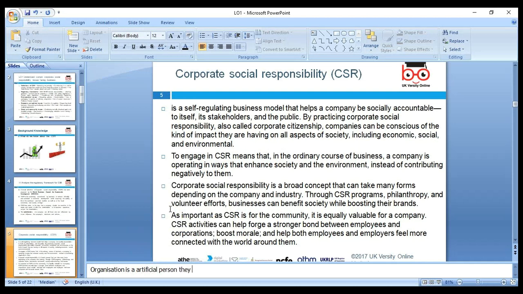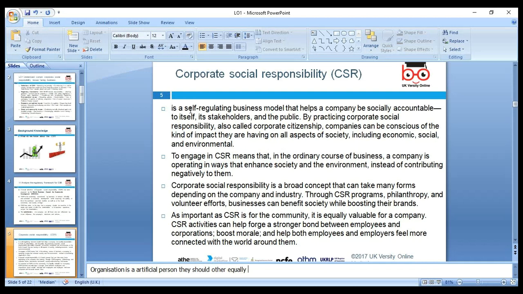So they should treat others equally. Like, the organization is an artificial person, and they should treat other human beings equally. They want profit, and people want profit as well. They should provide them the basic needs. They fulfill their basic needs.